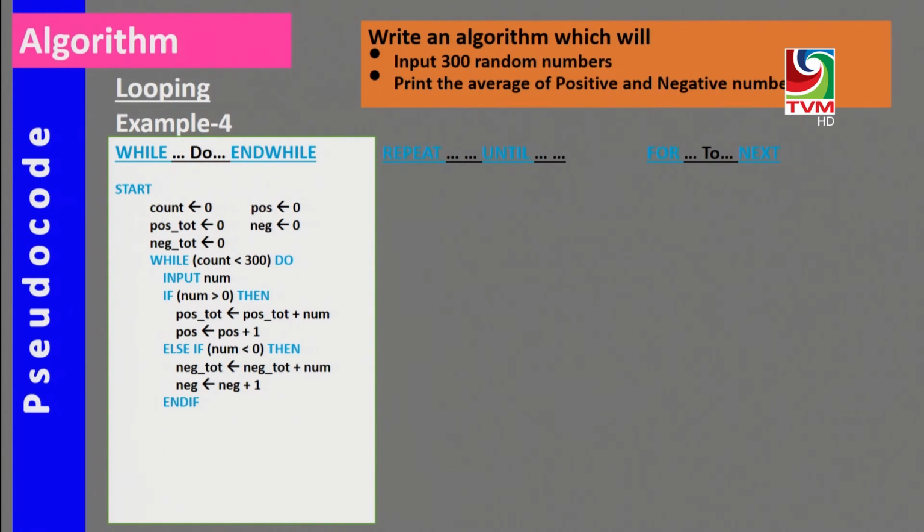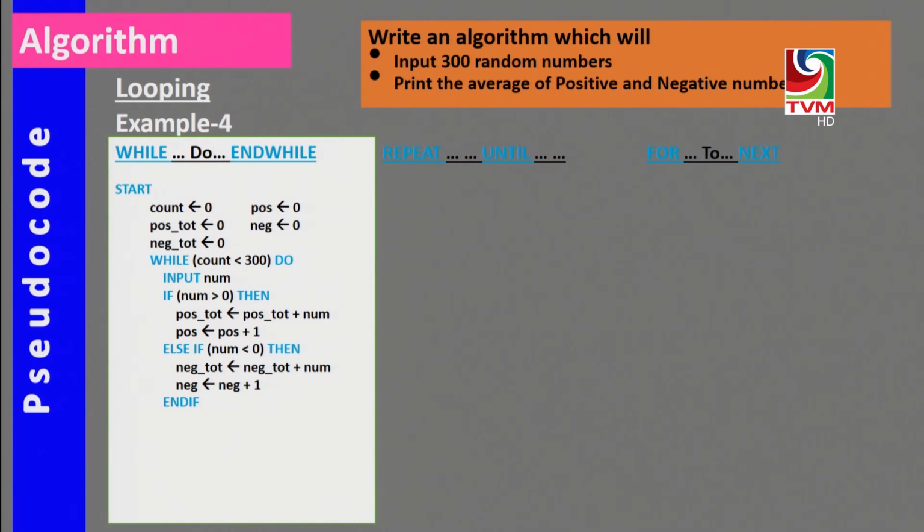So take an example of minus 5. Minus 5 is the number you input. Minus 5 greater than 0? No, so it is a false condition and this part will not work. Minus 5 less than 0 is a true condition, so the next part will work: 0 plus minus 5, and it will increment by 1.